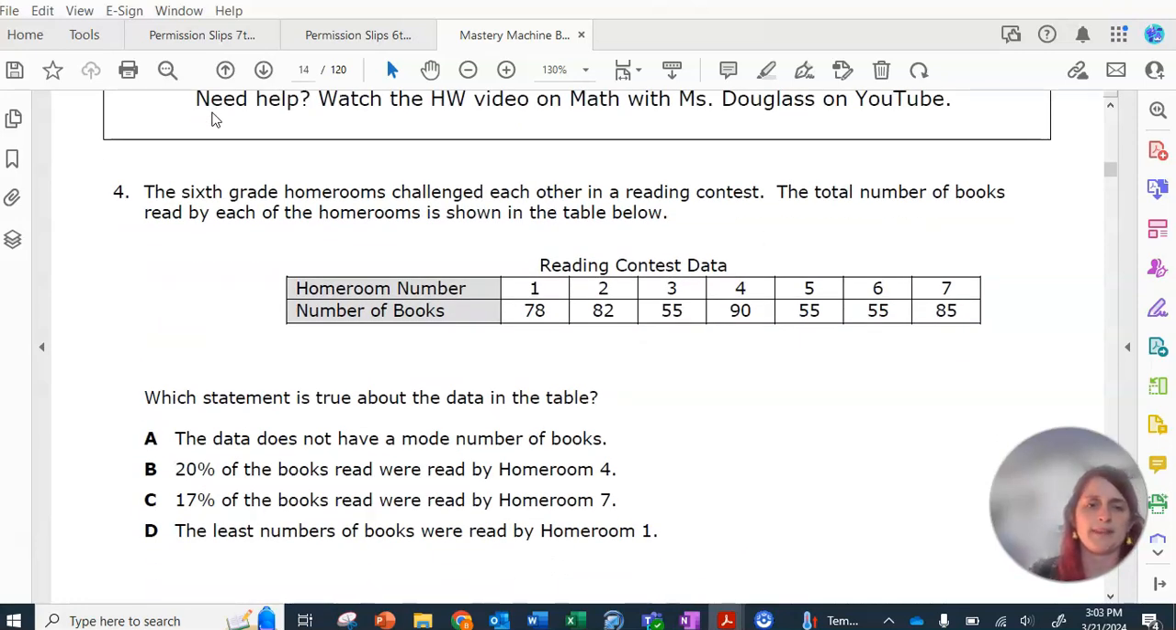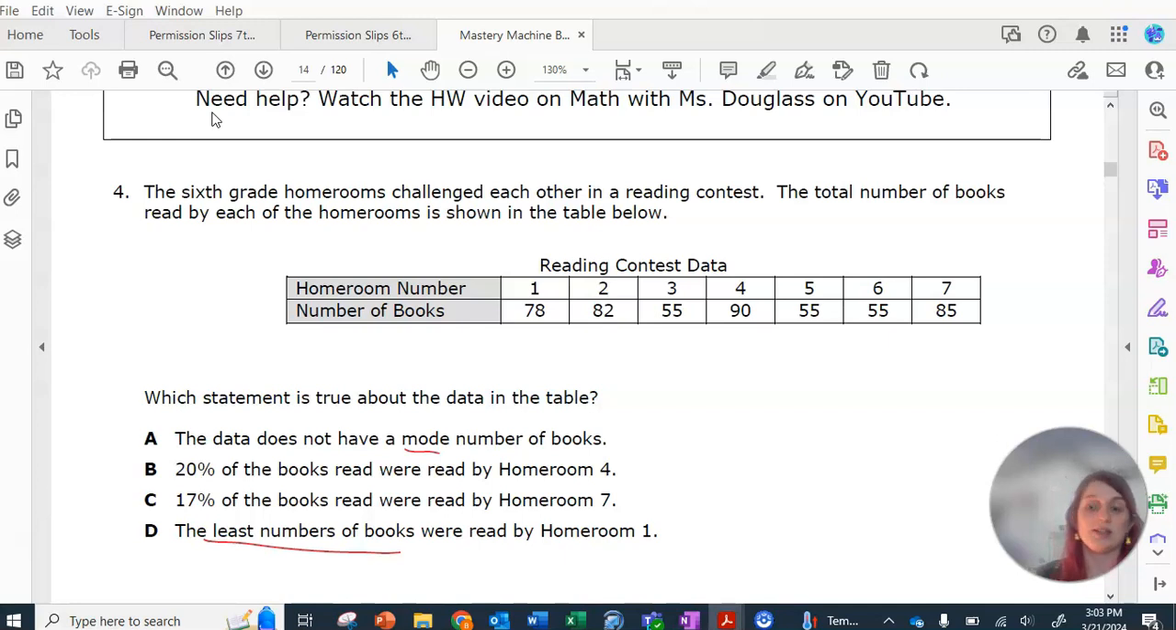On the back, we're looking at a table of data about a reading contest, and we're looking for the statement that's true. The data does not have a mode. You have vocab cards to tell you what mode is. 20%, I'm skipping the percent. 17%, the least number of books, also called the minimum, you have a vocab card for that.